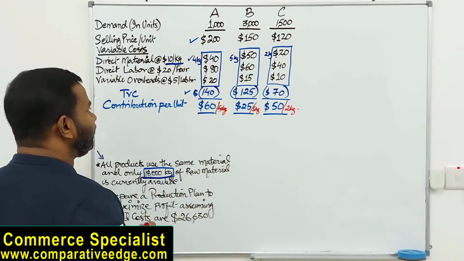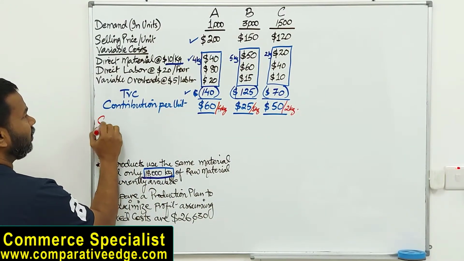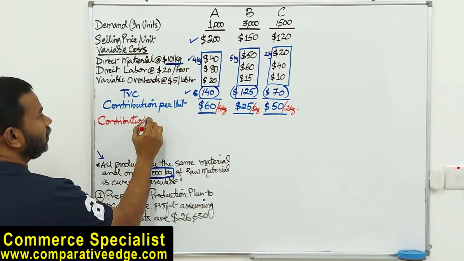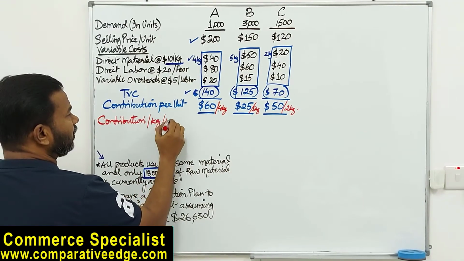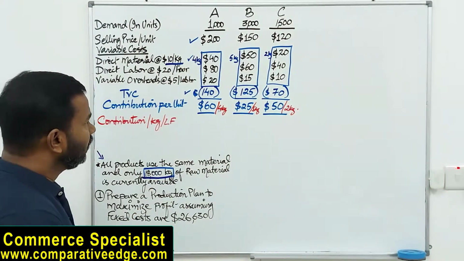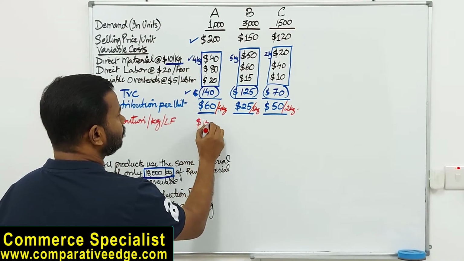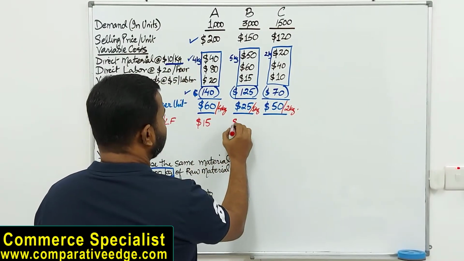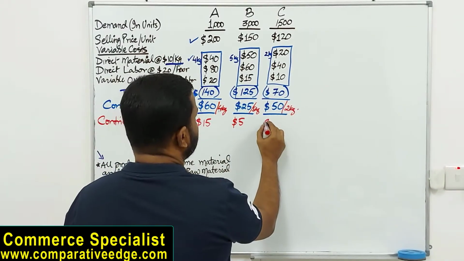So how much do I get? I'll call it contribution per kilogram, which is my limiting factor. LF is limiting factor. So 60 divided by 4 gives you 15. 25 divided by 5 will give you $5. And 50 divided by 2 will give you 25.